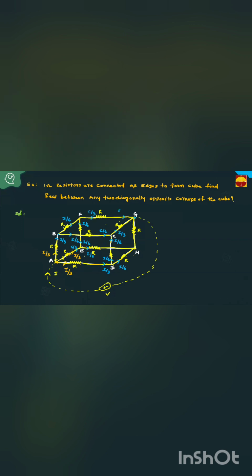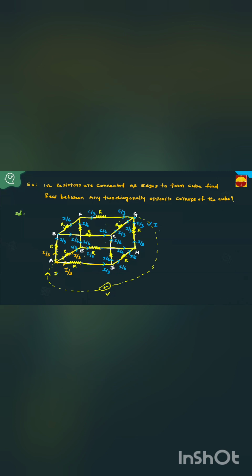Now what is the current entering here? I by 3. What is the current entering here? I by 3. This is I by 6 now. What is the current? This path is also I by 6. I by 6, I by 6, I by 3. Now what are the currents at this node? The current leaving the node is I by 3, I by 3, I by 3. The current entering the node is I by 3, I by 3, I by 3. I by 3 plus I by 3 plus I by 3, total I. Therefore entering current equals leaving current.